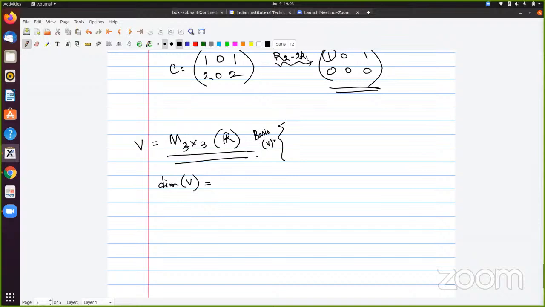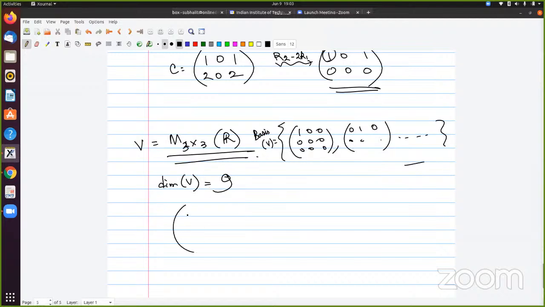Sir, 0, 0, 1, 0, 0, 1, 0, 0. This kind of thing, right? With each position shifting, there will be a 1, and so there will be 9 elements. So this dimension is 9. Is it clear? Yes, sir.